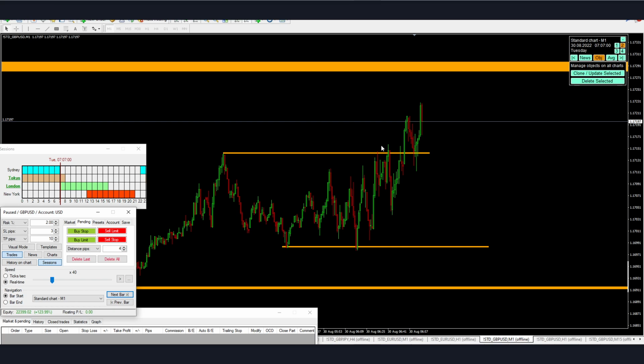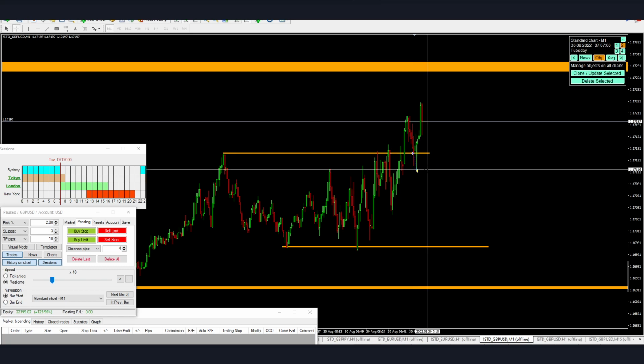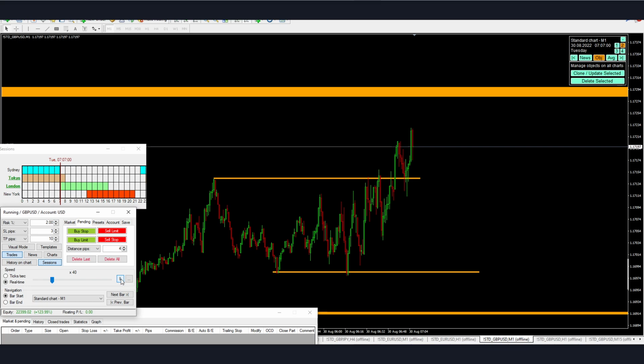And now, yeah, price is pushing up. We got stopped out exactly at these lows. Yeah, so it is what it is. And now let's see about the further price action. 707.